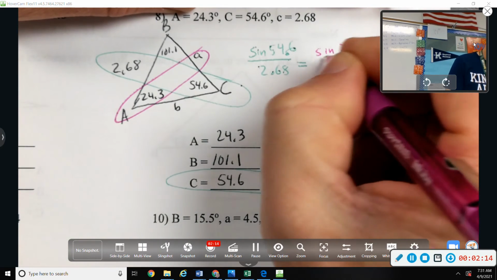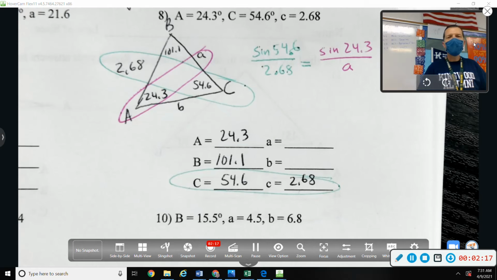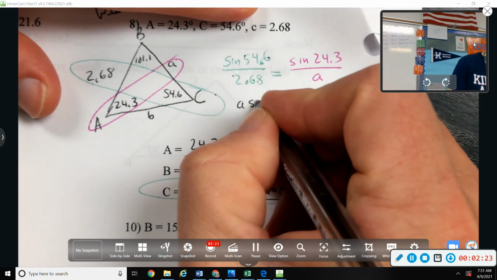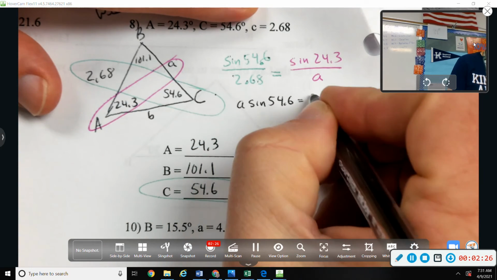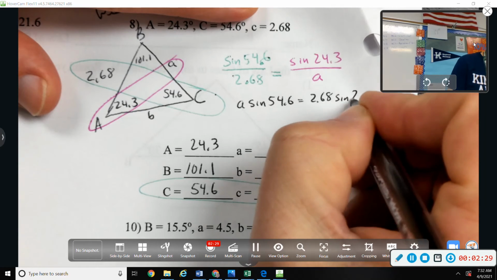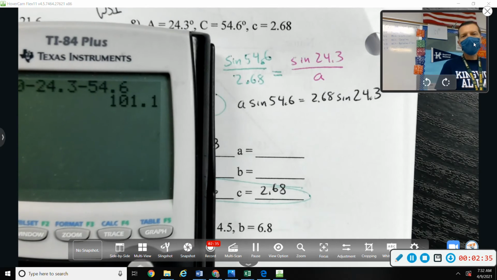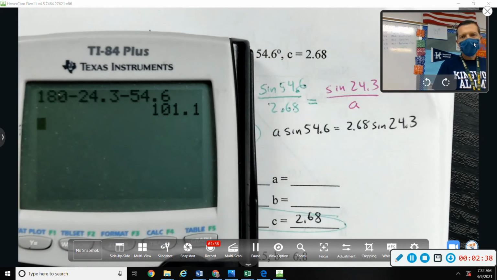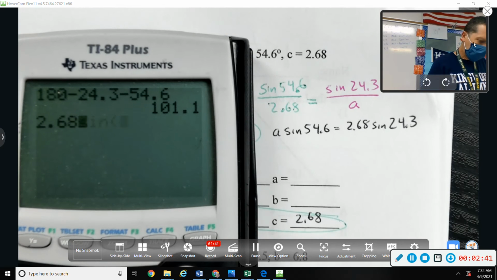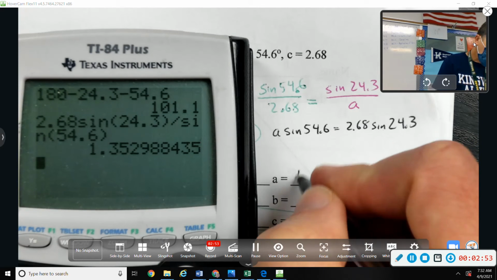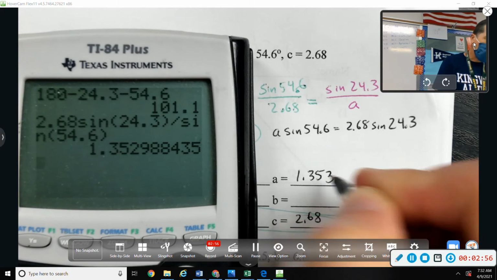Sine 24.3 over A. A little bit of algebra. I'll show it for this one. I won't show it for the next one. You show however much you need to show. So cross multiply. 2.68 sine 24.3 divided by sine of 54.6. And there's side A, 1.353.